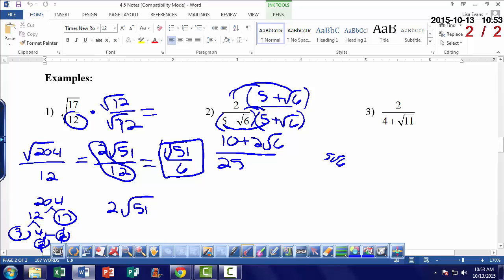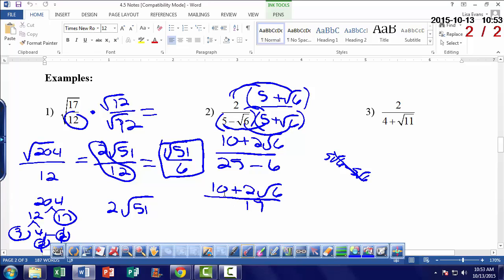Then we would get negative root 6 times 5, which is negative 5 root 6. So look what happens to that. The middle terms cancel out. That's why I don't bother writing it. So I'm just going to multiply negative root 6 times root 6. So I'm going to have negative root 36, which is 6. So on the top, I get 10 plus 2 root 6, and on the bottom, I get 19.